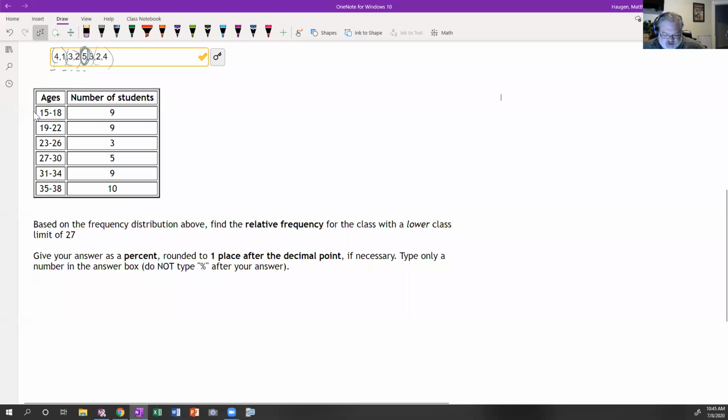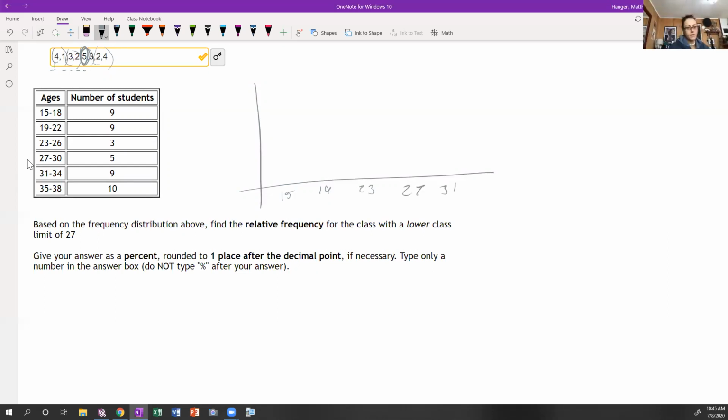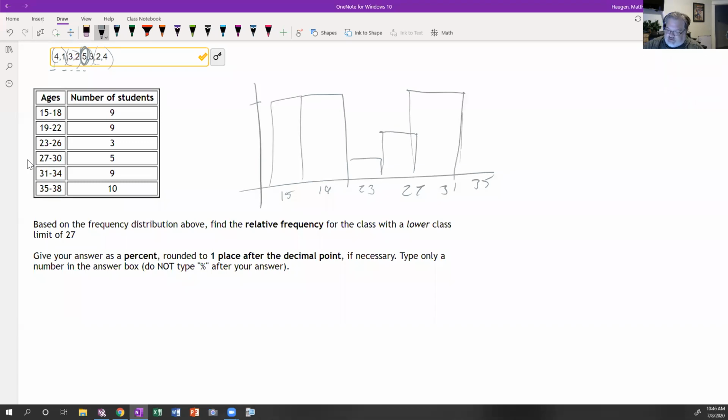So let's look at this one. We're given essentially a frequency table in bins. This frequency table we could turn into a histogram if we wanted to. If we were like, I like histograms, I don't like these, okay, make it into a histogram. You know, the 15, 19, 23, 27, 31, and 35. You'd have a couple of 9s, a 3, a 5, another 9, and a 10. Pretty terrible histogram, but for throwing it out real fast.